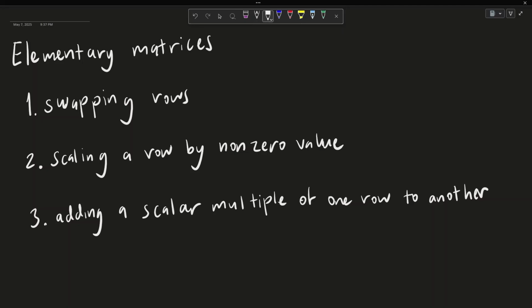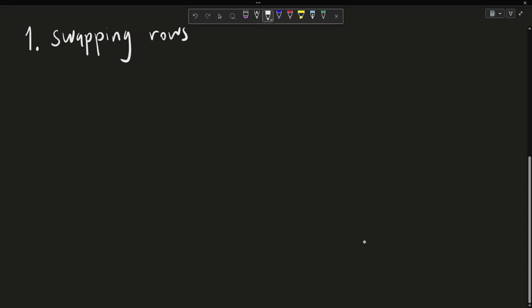And so what does that look like in terms of elementary matrices? Let's start with swapping rows. Now some important context about elementary matrices is that all elementary matrices are based on the special matrix case of the identity matrix. And if you're curious about the identity matrix, feel free to go back to my video about matrices.